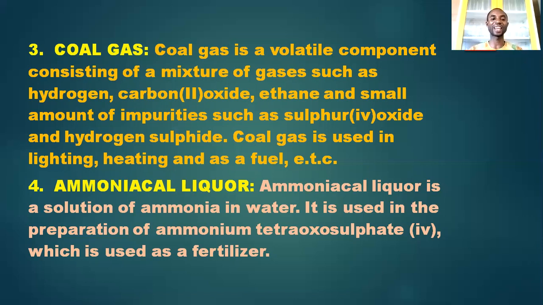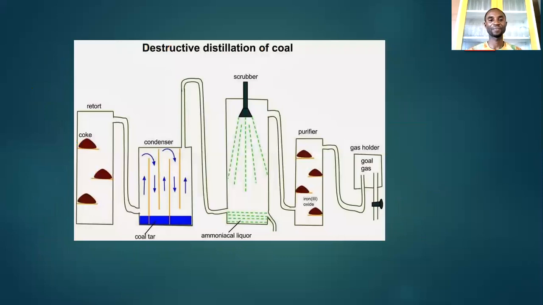Coal gas is used in lighting, heating, and as a fuel. We use this in this area, and the final one is ammoniacal liquor. What is ammoniacal liquor? Ammoniacal liquor is a solution of ammonia in water, and it is used in the preparation of ammonium tetraoxosulfate(VI), which is used as a fertilizer. So these are the products that we have in destructive distillation of coal, and they are very, very useful to us.